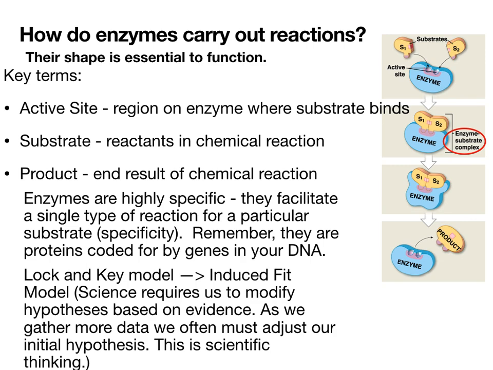Once we find that substrate, which is a reactant in a chemical reaction that fits that activation site, it can bind. So the product is that end result of that chemical reaction. So once that substrate binds to that activation site, we're going to create that new product. So remember, enzymes are highly specific. They only bind to a certain enzyme and certain active site. They facilitate a single type of reaction for a particular substrate. They are proteins coded by our genes for your DNA.